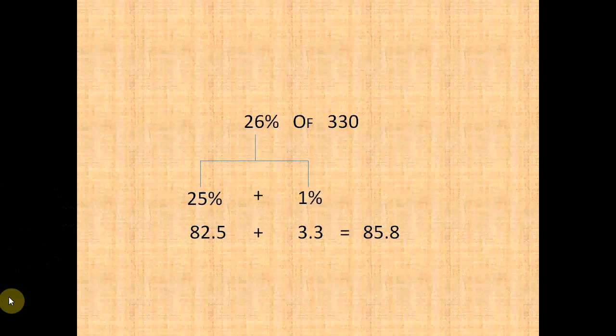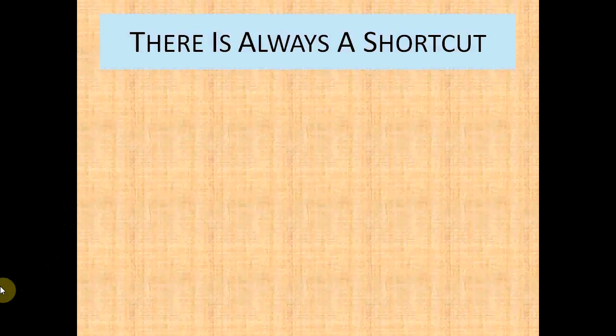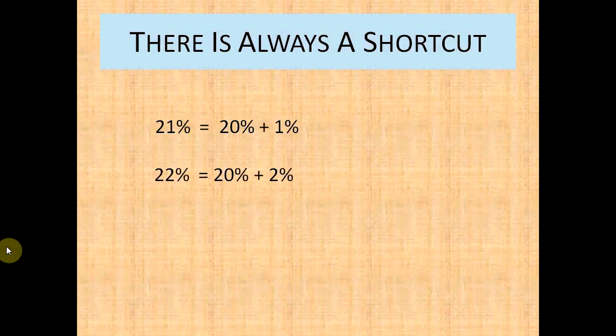Now, 26% has its own shortcut, 24% has its own shortcut. There's always a shortcut. Let's take the entire line of 20s, from 21 to 29, and see what shortcuts we can apply to each individual percentage. If I had to calculate 21%, the shortcut is very simple: 20 plus 1%, both of them easily calculable. Now 22%, a twin percentage, I have to do 20 plus 2%.